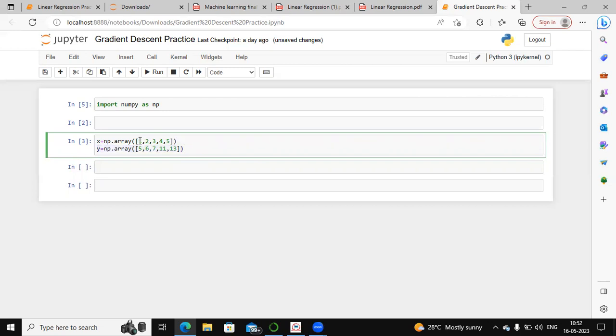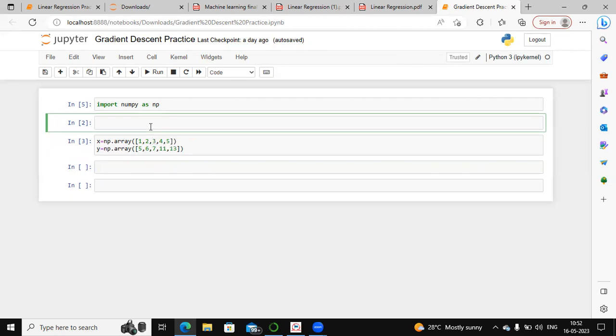For 1, we are getting 5, for 2, we are getting 6, and for 3, we are getting 7, right? There is some kind of equation present for this. We have an equation y equals mx plus c. We have x, we have y, we have to compute m and c. For that, let me define a function called gradient_descent, and pass the x and y arrays here.